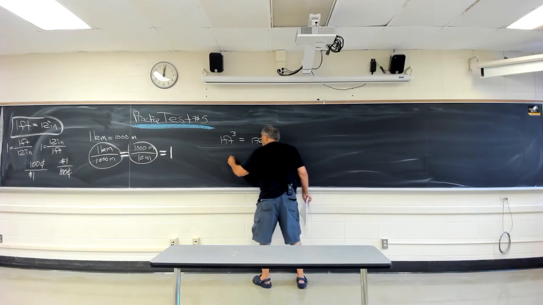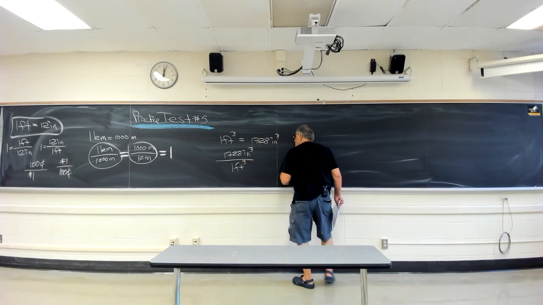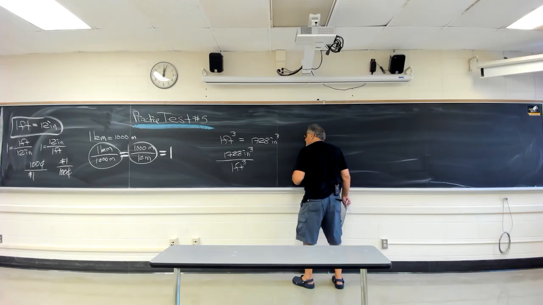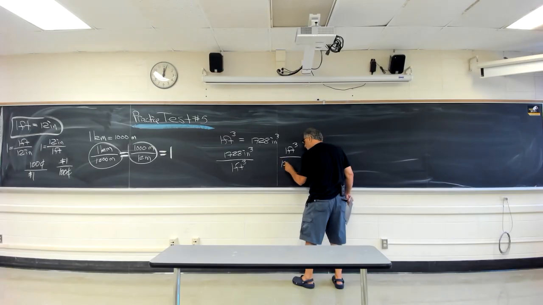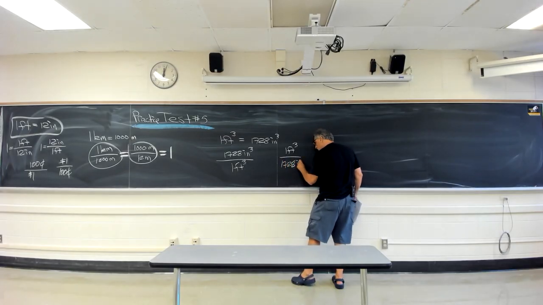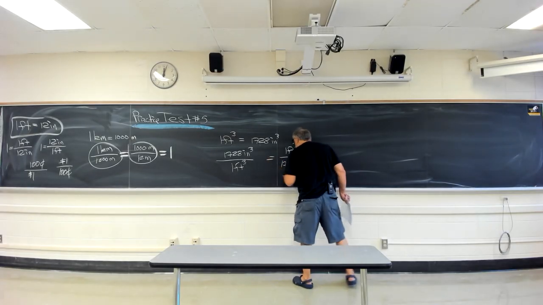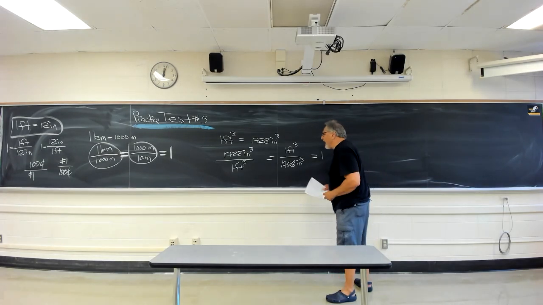If you divide by feet cubed on each side, you get this. If you divide by 1,728 inches cubed on each side, you get this. They're actually equal to each other, and they're all equal to 1, like I just said.